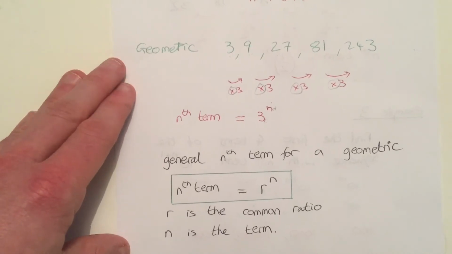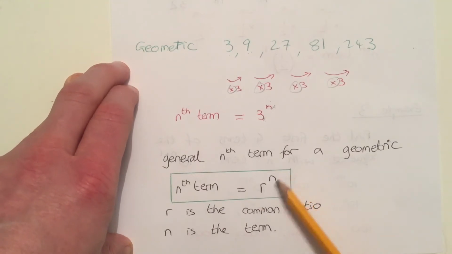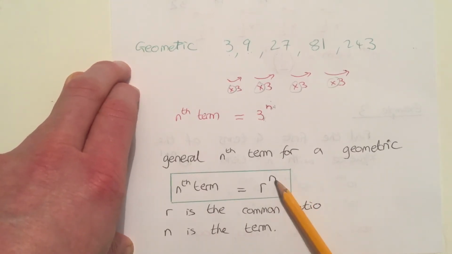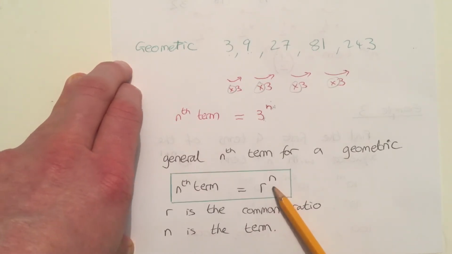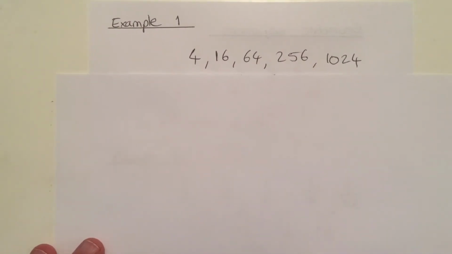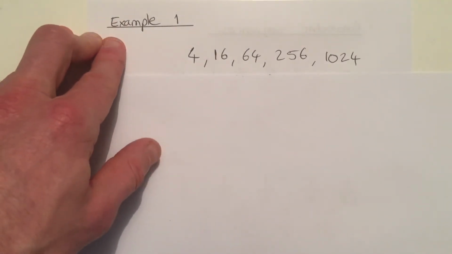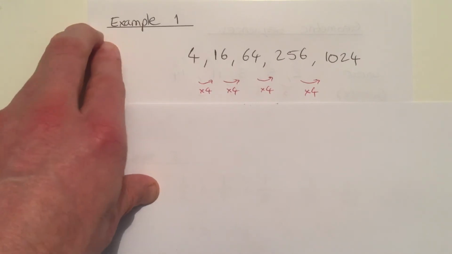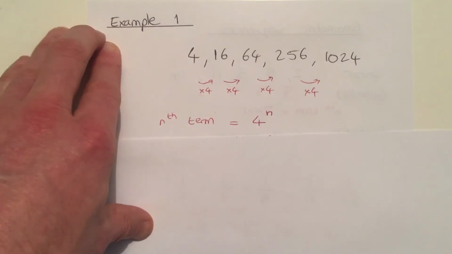Generally, for a geometric sequence, we say that the nth term is r to the power n, where r is the common ratio, which is what you are multiplying by each time. In this case, it was 3. So let's have a look at 3 quick examples. This sequence here is a geometric sequence. I know it's a geometric sequence because I am multiplying by 4 each time. Therefore, I know that the nth term of this sequence is 4 to the power n.